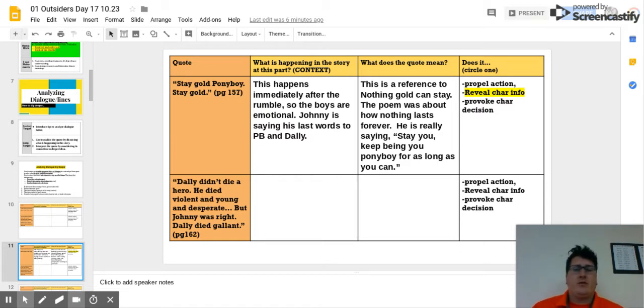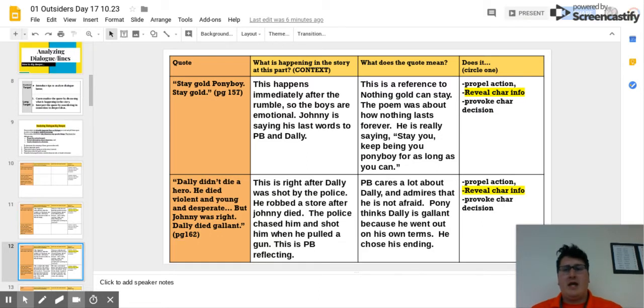Now for the next one: "Dally didn't die a hero. He died violent and young and desperate, but Johnny was right. Dally died gallant." Now, we talked in class about when in the story this takes place. It is right after Dally was shot by the police. He robbed a store after Johnny died. The police chased him down, and he pulled out a gun, and the cops shot him. So this is Ponyboy reflecting after that.